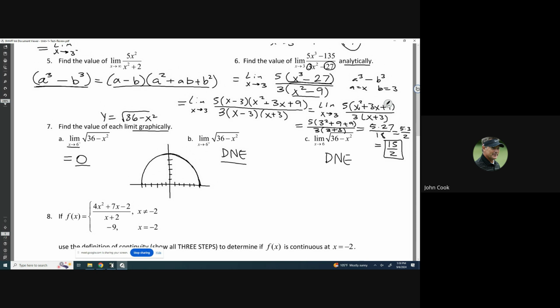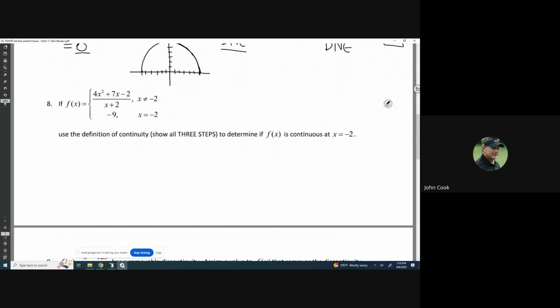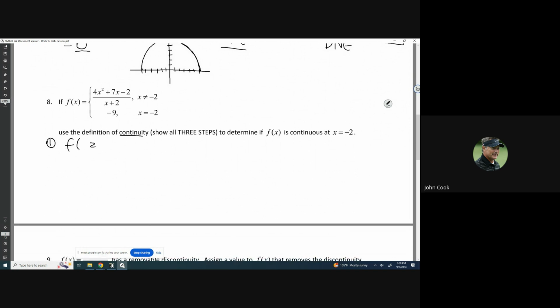All right, so there you go. There's number 7, and now we're on to number 8. If the piecewise function f is equal to that stuff, use the definition of continuity, showing all 3 steps, to determine if f of x is indeed continuous at x equals -2. So for that to be the case, here are the 3 steps that you need. Number 1, you need to know that the actual point exists, and it's some number. So f of -2 needs to actually exist. It needs to be equal to some number.